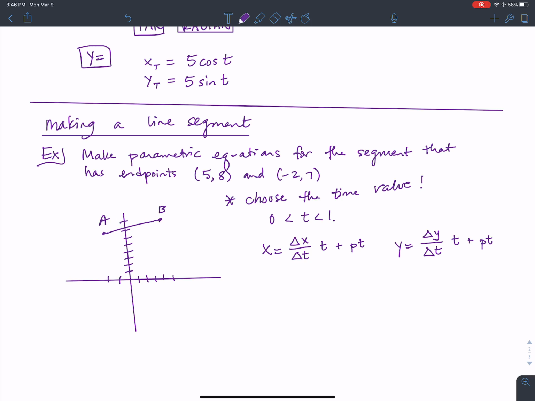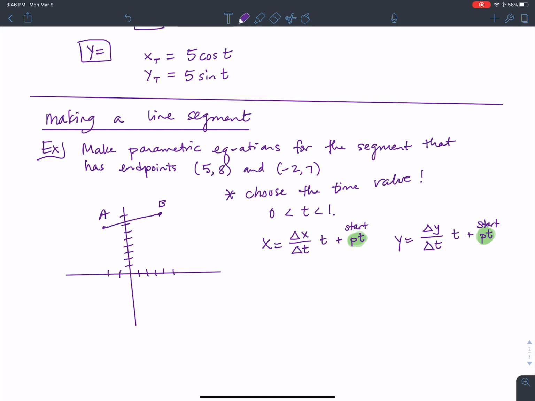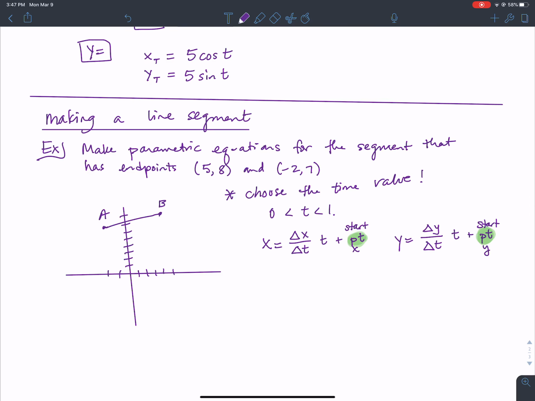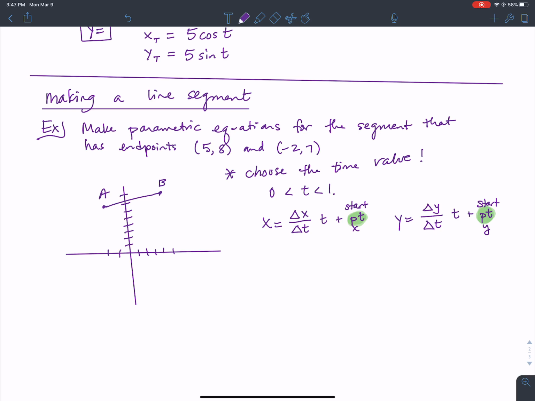And that point, I hesitate to call it like, we always called this last number here the y-intercept. We called it the y-intercept because it was your starting point. So I'm going to call this the starting point. It's really your starting point for x and your starting point for y. So starting point x, starting point y. Okay? So this is what it's going to look like.